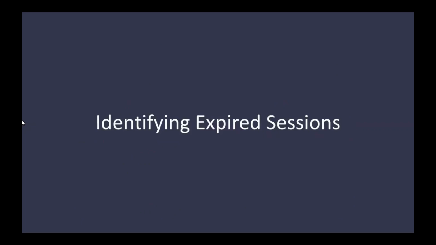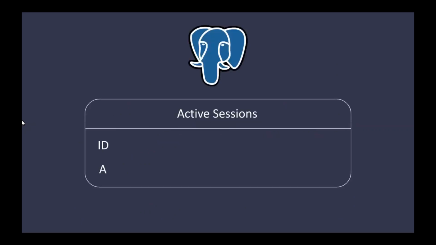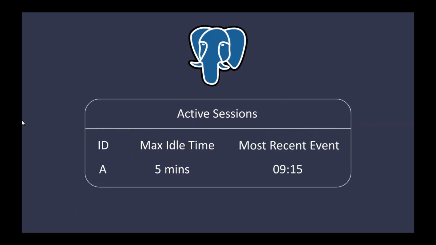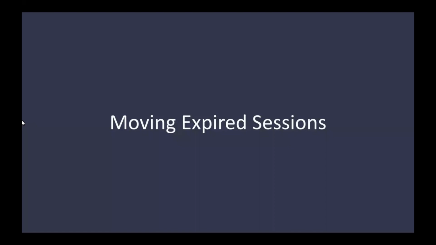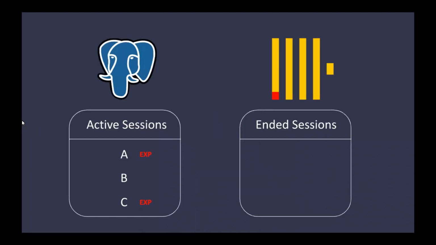Identifying expired sessions is straightforward. The active session metadata stored in Postgres includes the session's maximum idle time and the timestamp of the session's most recent event. If it's now past the most recent event time plus the maximum idle time, then the session has expired. Moving the expired sessions is more involved. Since a move consists of transactions on separate data stores, namely a deletion from Postgres and an insertion into ClickHouse, the atomicity of the move as a whole is not automatically guaranteed, as illustrated here.